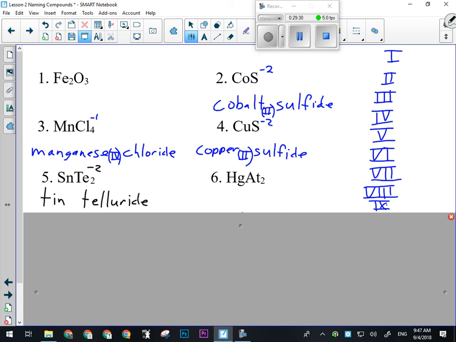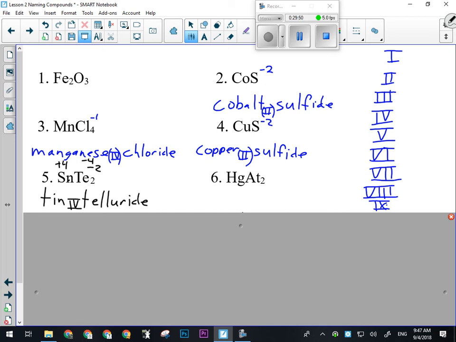Okay. So if there's 2 times -2, that's -4. There's only one tin here. This tin has to be +4, right? In order to balance off all the negatives and get a net charge of 0. So it's tin(IV) telluride.